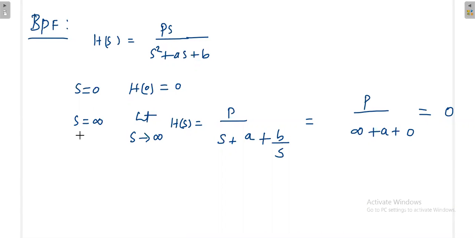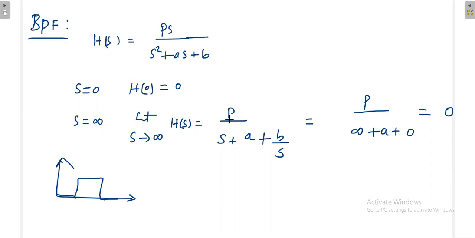So the only option is that the filter has to be the band pass filter. It is not allowing the low frequency and not allowing the high frequency. Some frequency it has to allow, so it will allow some middle frequency. So the filter nature will be like a band pass filter. Okay, so it's like this. It is not allowing the low frequency, it's not allowing the high frequency, so it is allowing some middle frequency. So this nature is like a band pass filter.